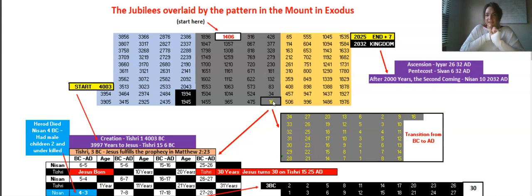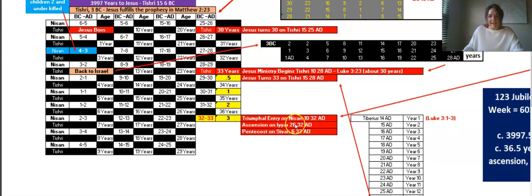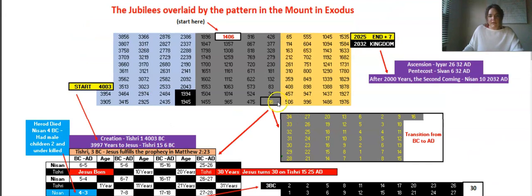40 days after that he ascended. His ascension was Iyar 26 of 32 AD. This signals the period of 40 jubilees, 40 exact jubilees from when Christ left to when he will come again for his church. This is our period of trying and testing without him.